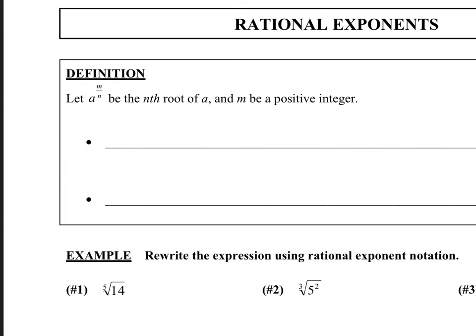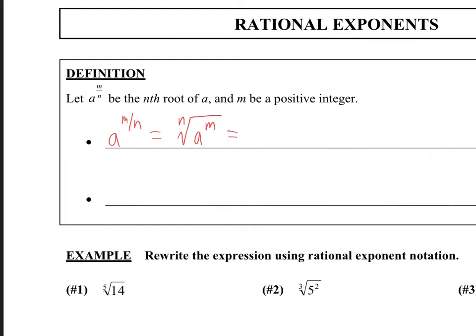Okay, next thing we have is the definition. So let's change our color here. Let a to the m over n be the nth root of a, and m be a positive integer. So we have a to the m divided by n. That's going to equal, like I talked about before, the n is going to go in the root, and a to the mth is going to be our normal exponent.